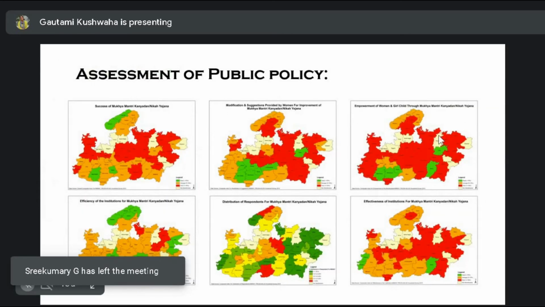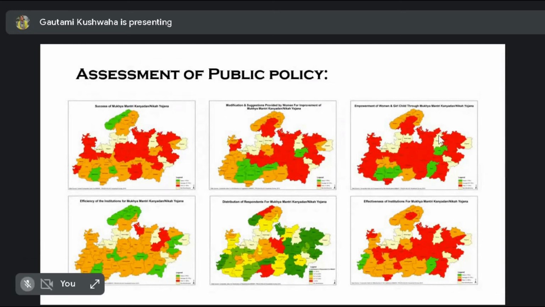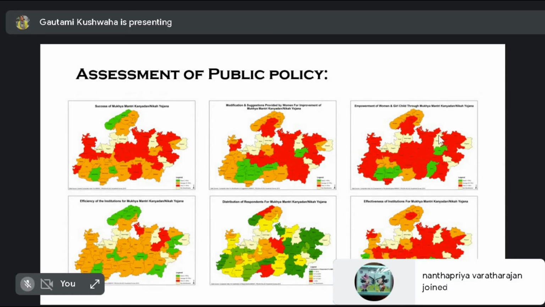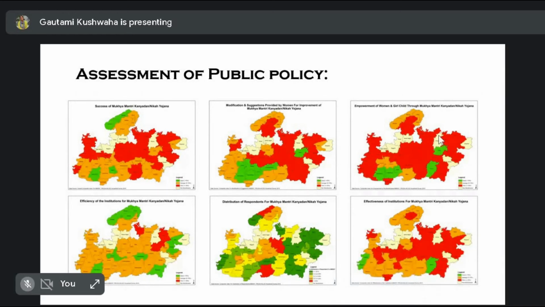Then for tracking the success of any public policy in an area. So this is regarding women empowerment policies implemented in Madhya Pradesh state, and we plotted how those policies did in each of the districts. So we got data from observation and from field surveys, and we plotted that data into maps, to check which areas are not performing well in that particular policy, and where those policies have done well. So these kinds of analysis you can do.